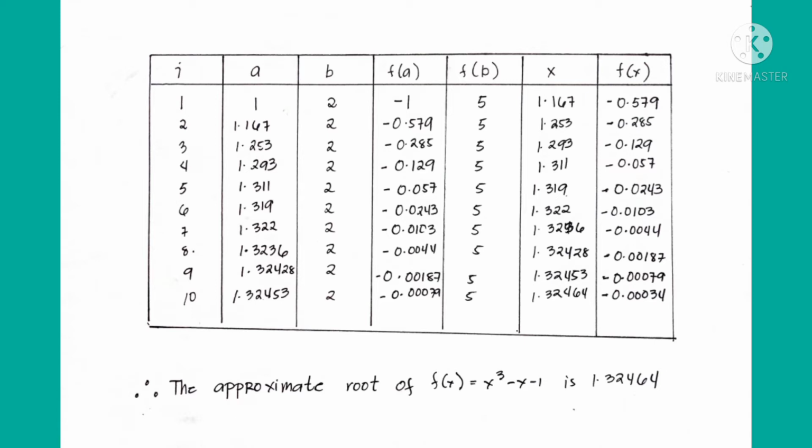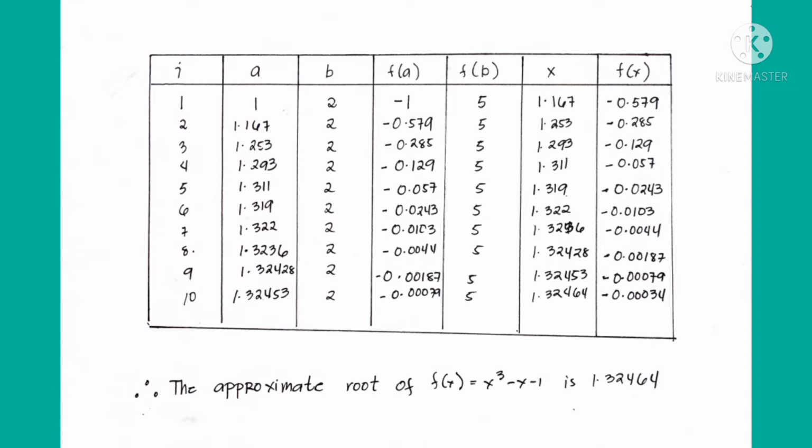Since our f of c here is positive, the b will be changed. The a is 1.25, f of a is negative 0.285, b is equal to 2, and f of b is equal to the previous 5. Then c is 1.293 and f of c is 0.129. Fourth iteration: a is 1.25, b is 2, f of a is negative 0.285, f of b is 5, x is 1.293, and f of x is 0.129.